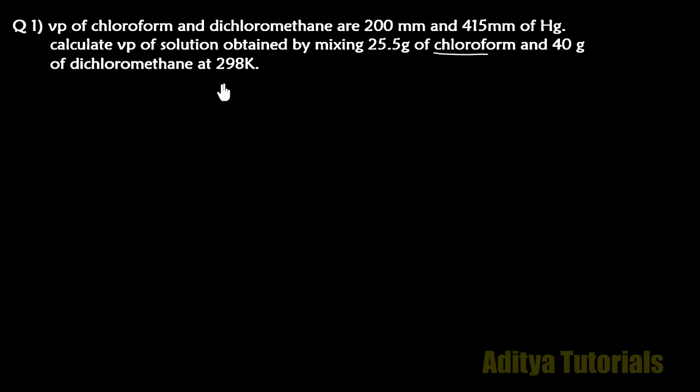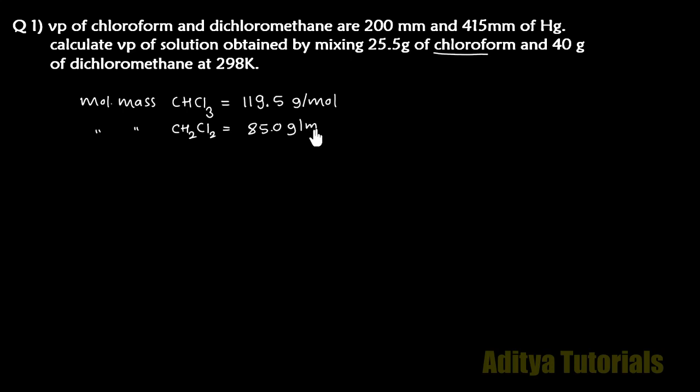And for this, I need the molecular mass of chloroform. Molecular mass of chloroform, that is CHCl3, is equal to 119.5 grams per mole. I hope you know how to calculate the molecular mass of any molecule. And the molecular mass of dichloromethane, that is CH2Cl2, is equal to 85.0 gram per mole. Okay students, this should be per mole.